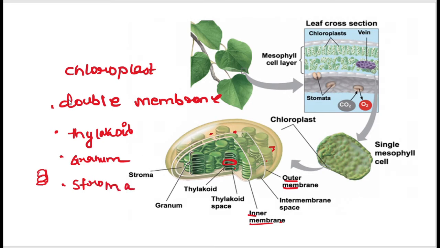So these are the main parts of the chloroplast which we can see in this figure. And the next thing is that this chlorophyll, which is very essential for photosynthesis, is present in the walls of the thylakoid. That means these walls of the thylakoid actually contain the chlorophyll.